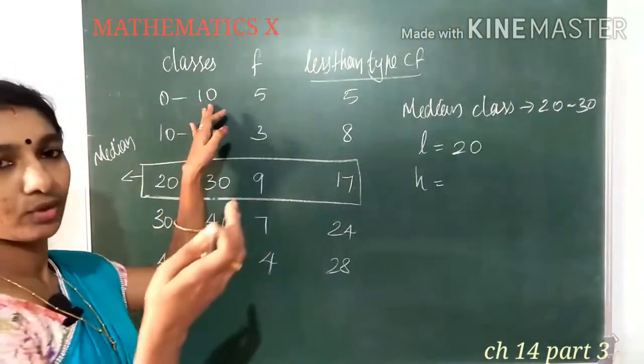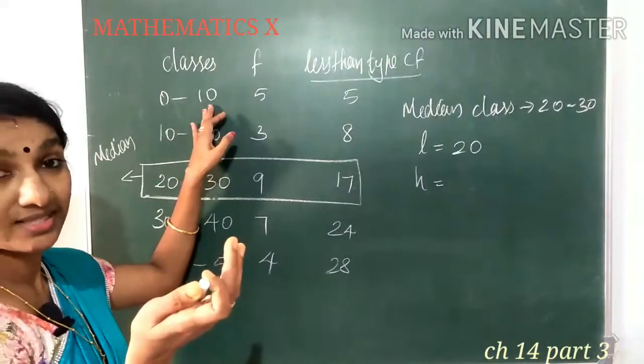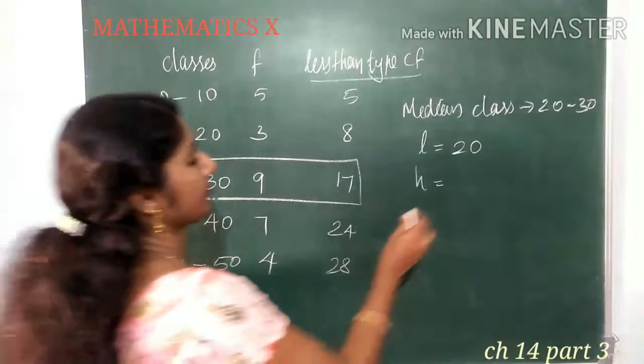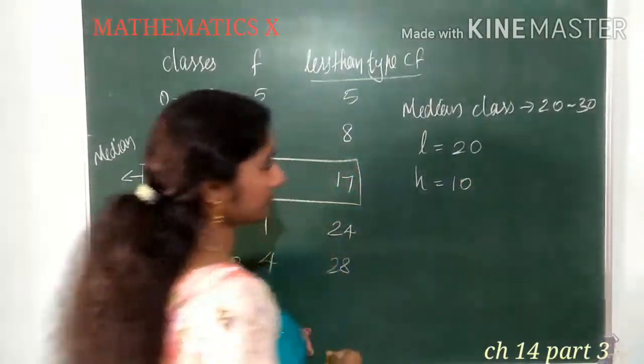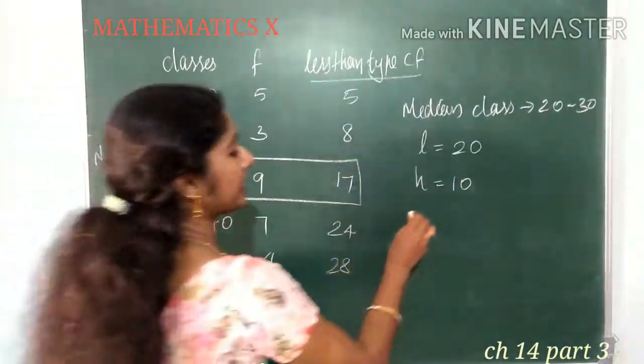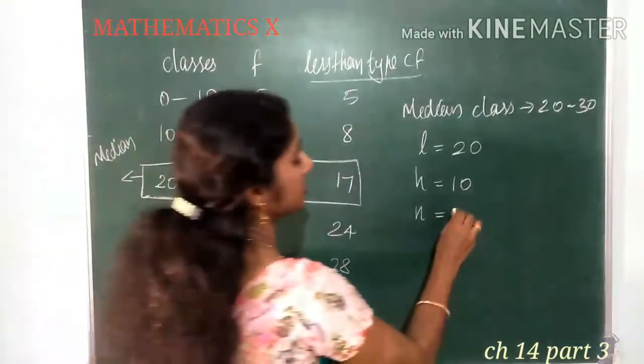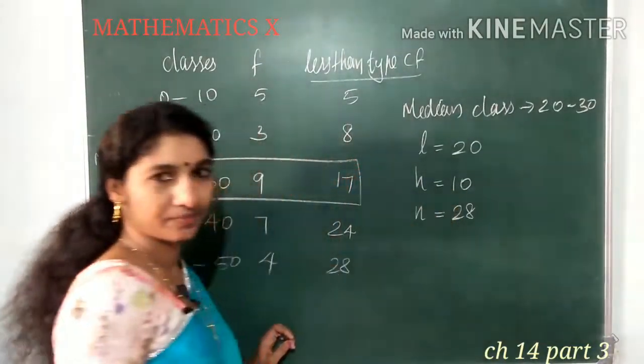You know how to find the height or width of the class: 10 minus 0, or 20 minus 10, that means the size of the class is 10. And what is the number of observations? N, total 28 observations are there, so N is 28.